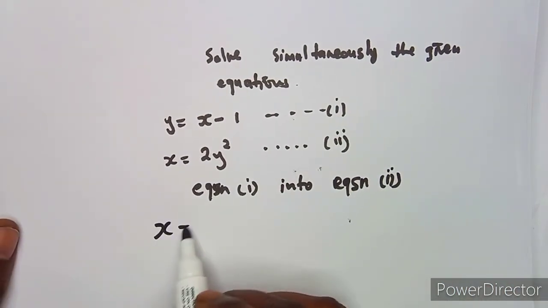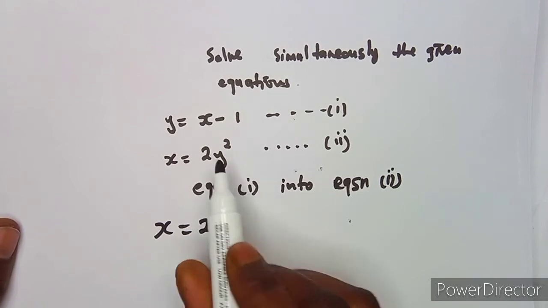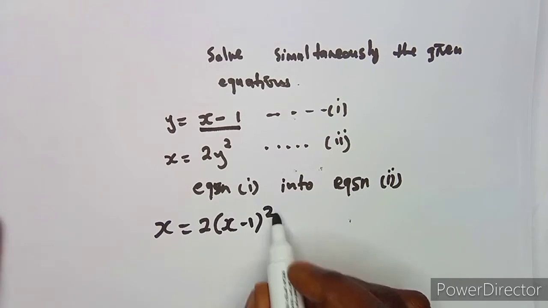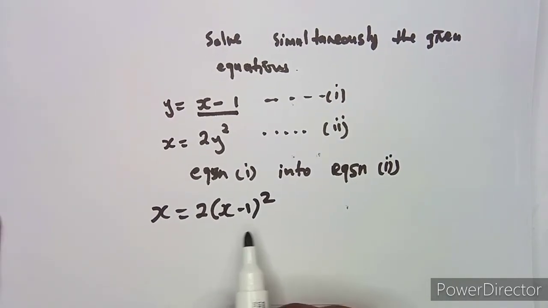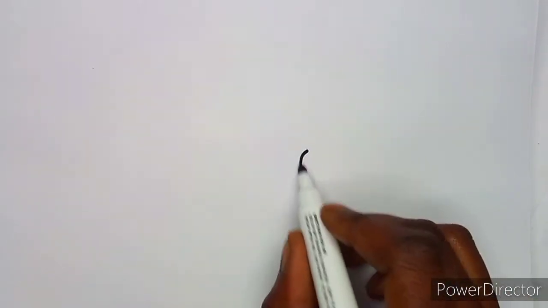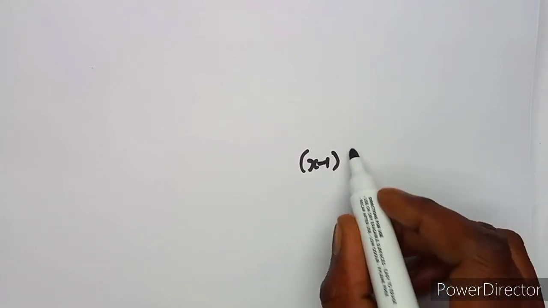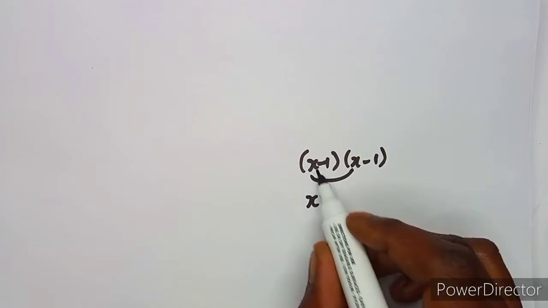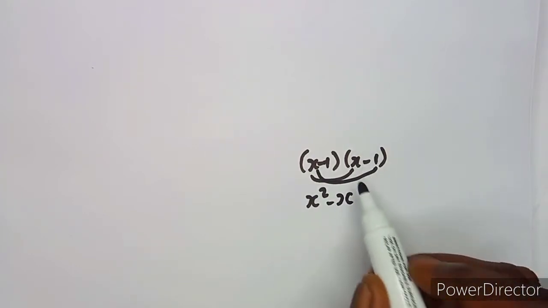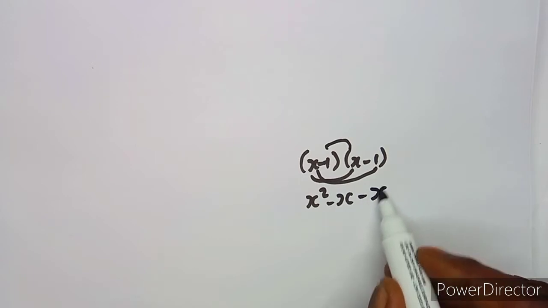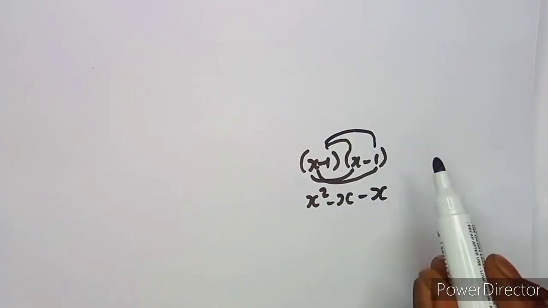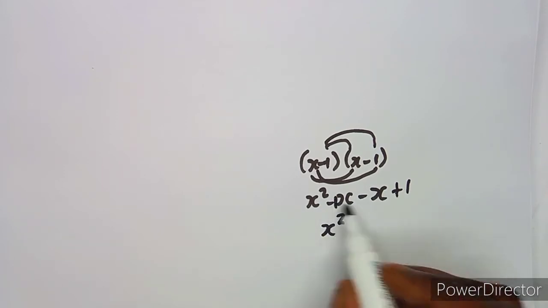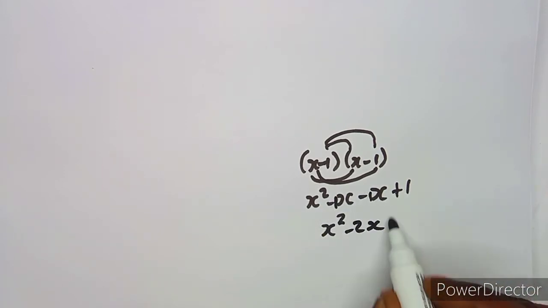So this is going to be x is equal to 2 into y, which is x minus 1. So we are going to have x minus 1 squared. The only disadvantage here is that we're supposed to expand now, where we have got x minus 1 into x minus 1, where we are going to have x squared, x and minus 1, which is minus x, minus 1 and x, which is minus x, minus 1 and minus 1, that's going to be plus 1. So you're going to have x squared, minus 1 minus 1, which is minus 2x plus 1.